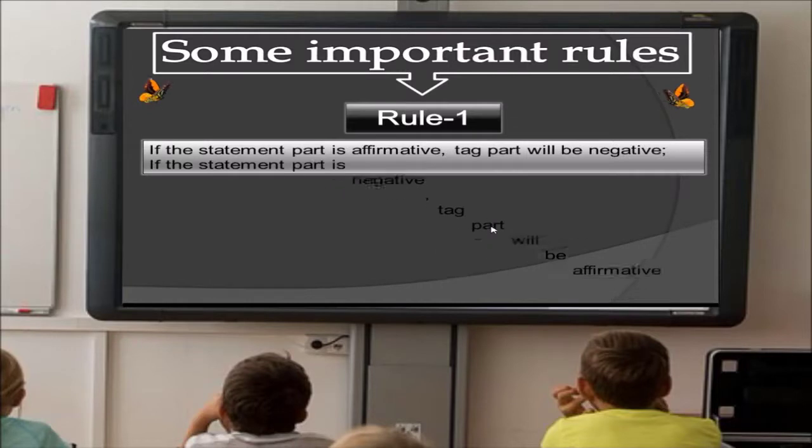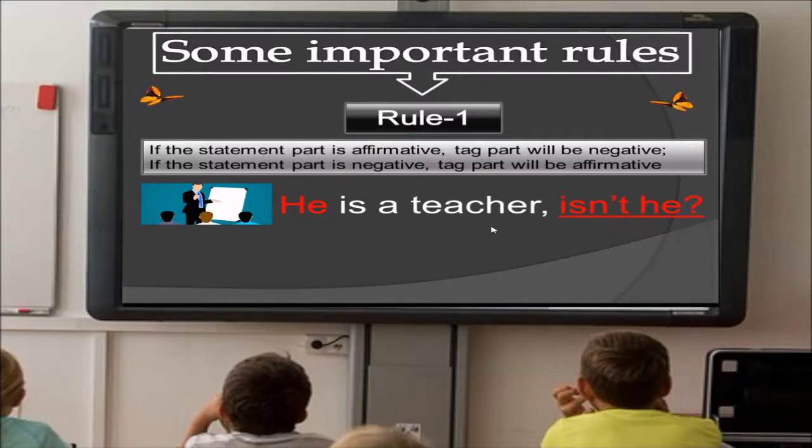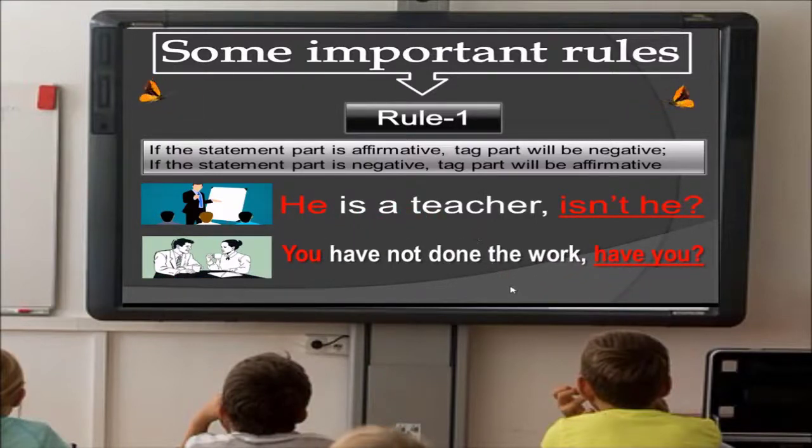Rule 1: if the statement part is negative, the tag part will be affirmative. This is the first conception of tag questions. Okay, look at the picture. He is a teacher, isn't he? Here, he is a teacher is an affirmative statement and the tag is negative, isn't. This is a negative figure. Okay, look at, you have not done the work. This is a negative statement, so our tag will be affirmative. Have you? Do you understand?